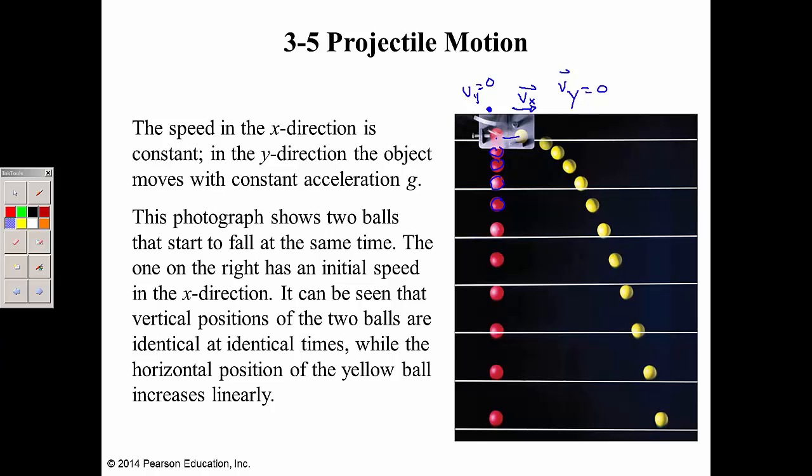And if you look at these two balls, they fall very nearly side by side. The only difference between them is the yellow ball has some horizontal component to the velocity, and the red ball does not. Both of them fall, however, at the same rate.